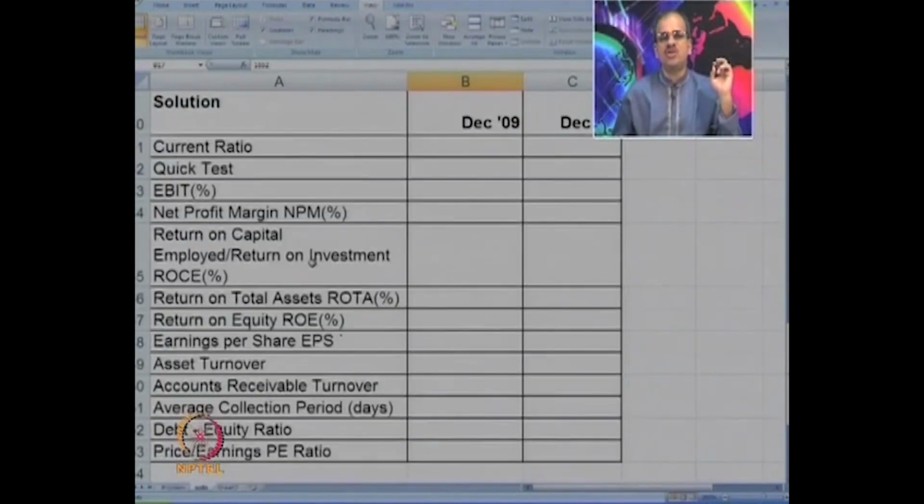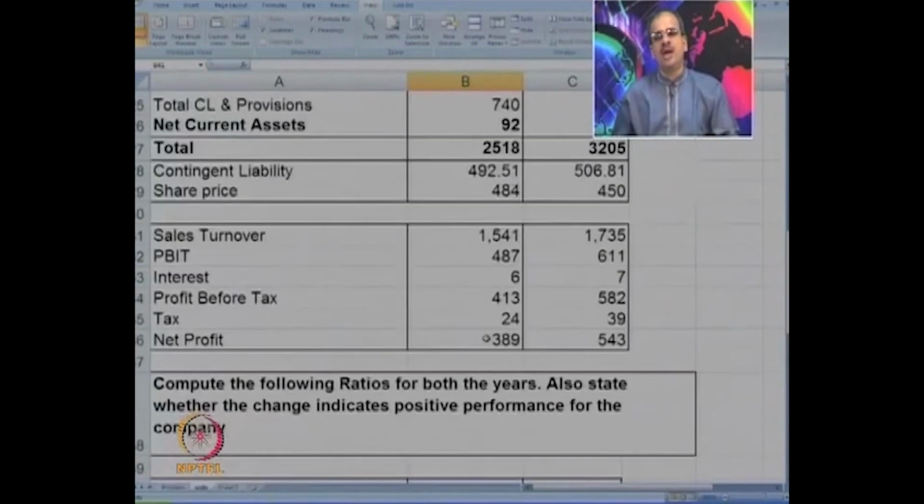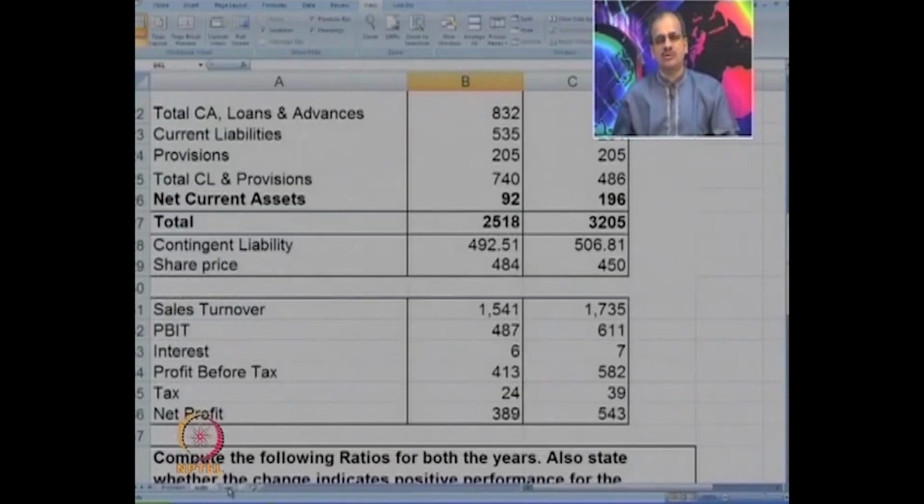So, here certain ratios are given. The first one is current ratio. Now, how to calculate current ratio?